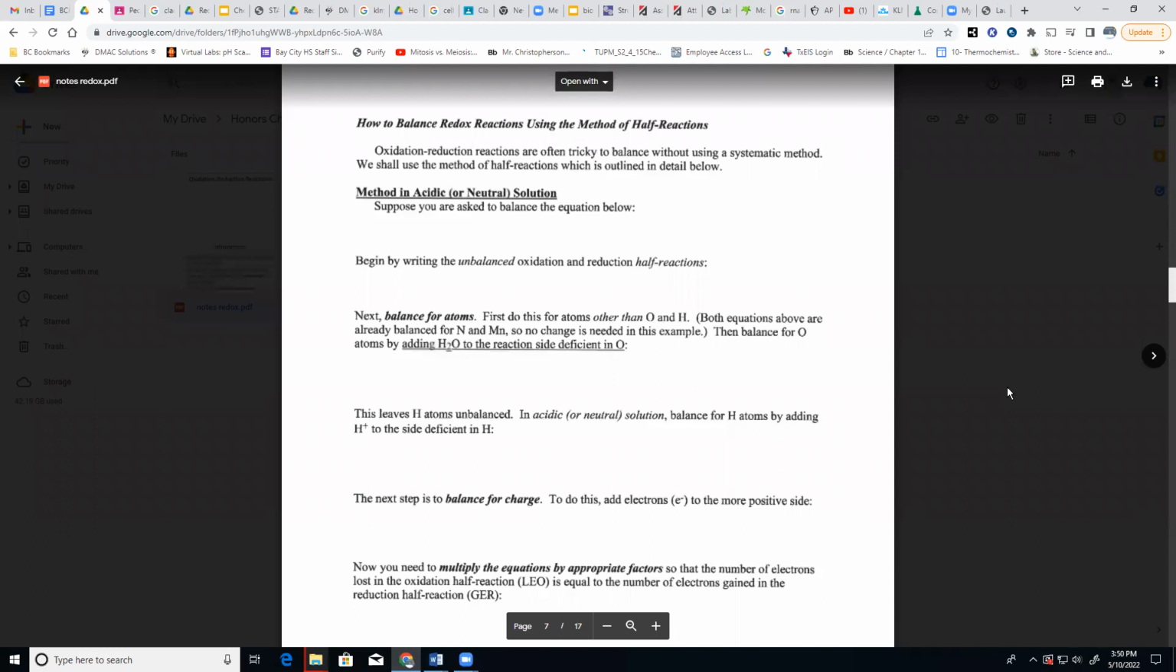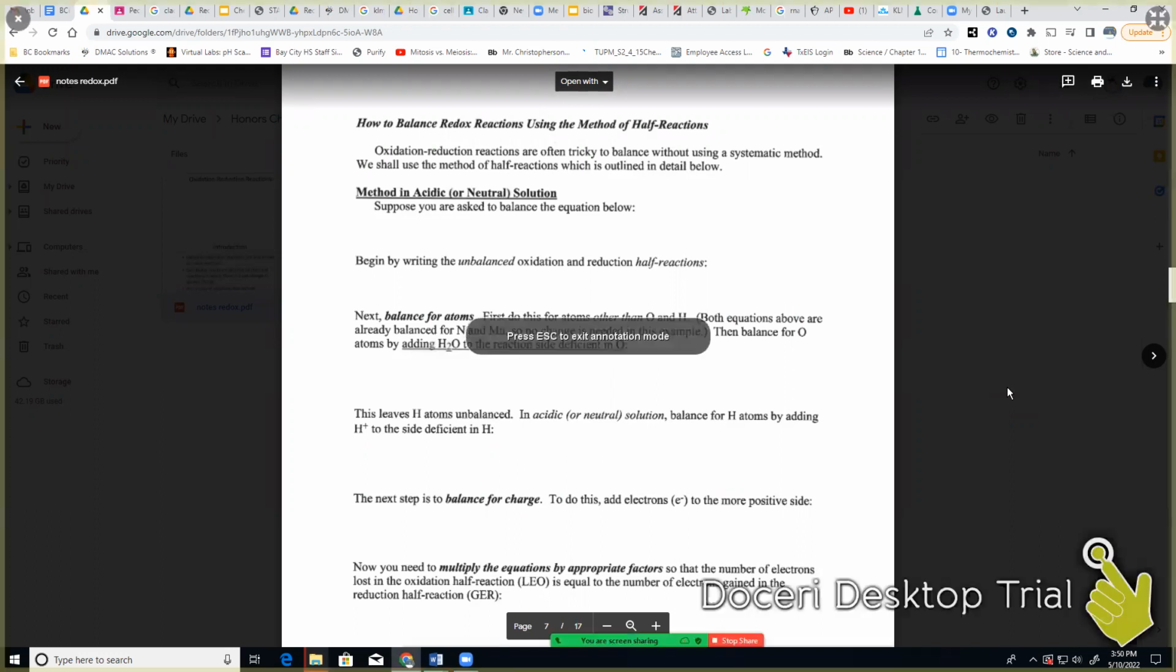Another thing is that these are often written with just the net ionics showing. So sometimes they look a little bit different than our regular complete molecular balanced equations. All right, so we're going to start off with this reaction of MnO4 minus plus I minus goes to Mn2 plus plus iodine. That's going to be our reaction, and we're going to balance it.